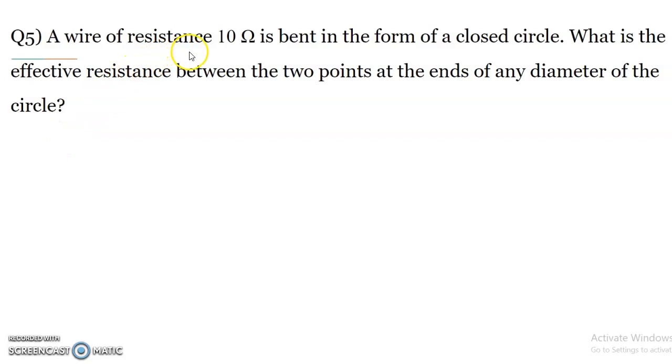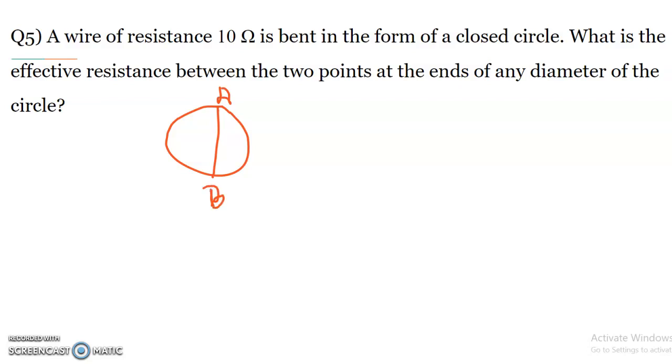Now coming to the fifth and the last question. A wire of resistance 10 ohm is bent in the form of a closed circle. What is the effective resistance between the 2 points at the ends of any diameter of the circle? Okay. So this is the circle of resistance 10 ohm. Now if we are taking the diameter across any 2 points, okay. Now let this be the diameter. Okay. The diameter AB. Alright.